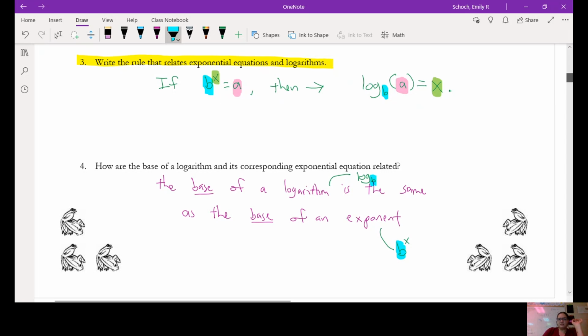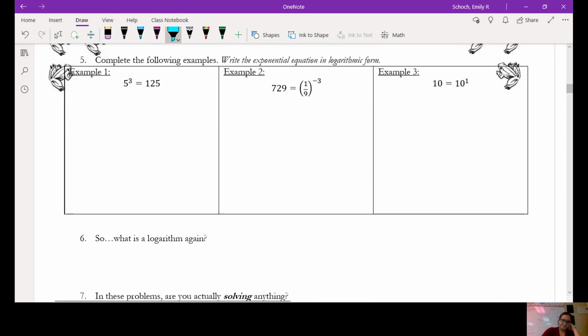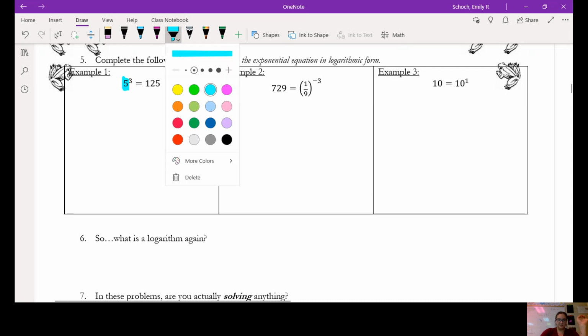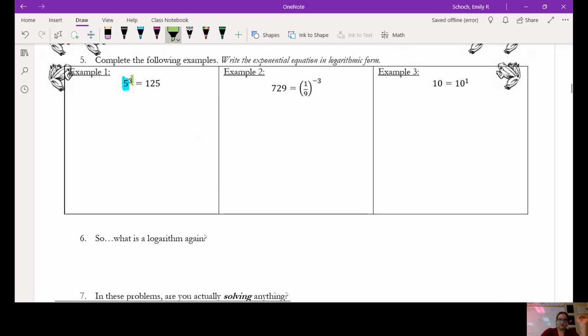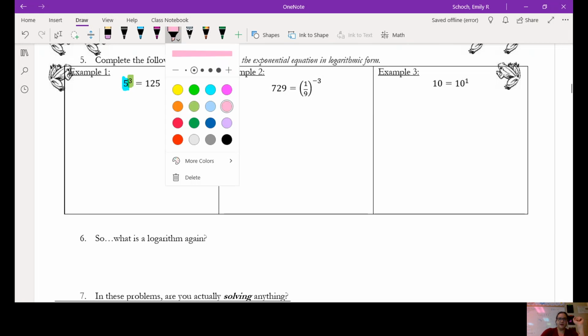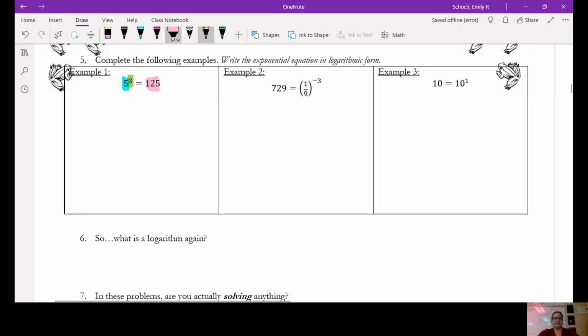So let's jump into some examples. This first one, we have 5 to the third power equals 125. That is a true statement. You don't have to do anything with it. You're not putting anything into the calculator. Let's look at what each thing is. First of all, the base is 5. The exponent is 3, and the answer is 125. So you probably want to have that rule written down somewhere that you can see it, when you keep going back and forth.